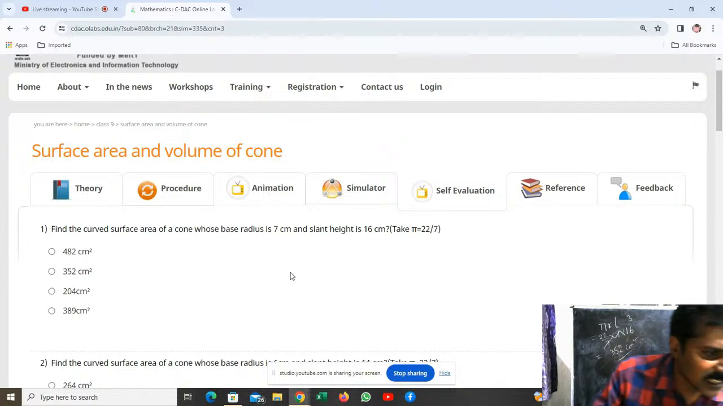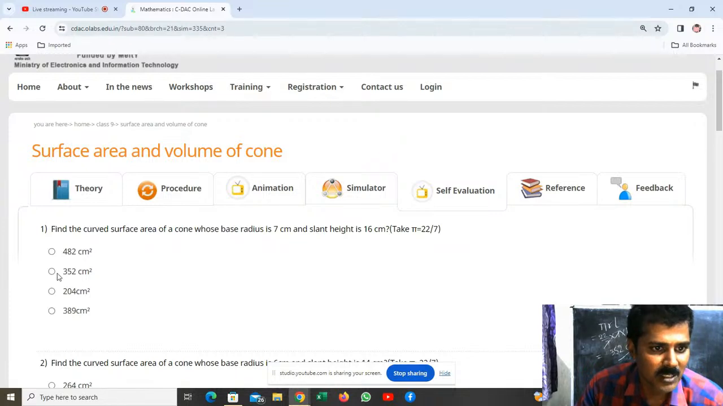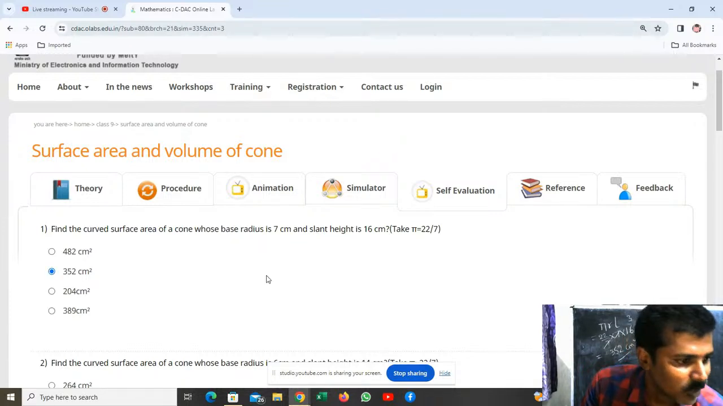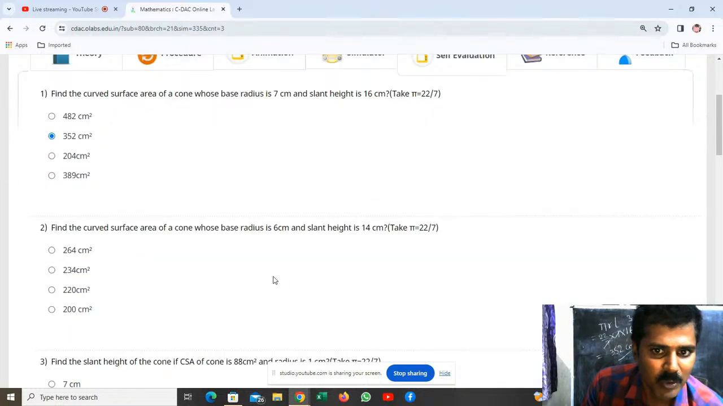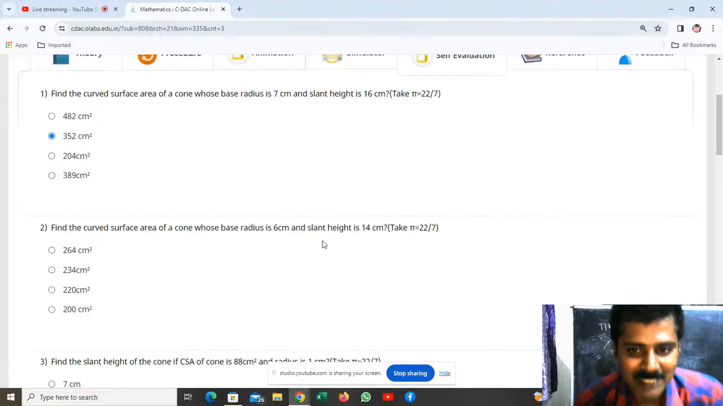That's the correct answer, and it is Satya's. Satya has given the right answer, 352 centimeters square. That's wonderful. Right? We're moving now to the second question. Now you try this. Find the curved surface area of the cone whose base radius is 6 centimeters and slant height is 14 centimeters. Now you have to say this one perfectly.